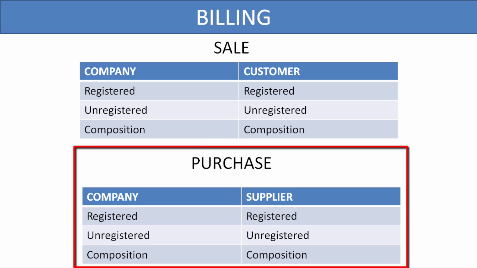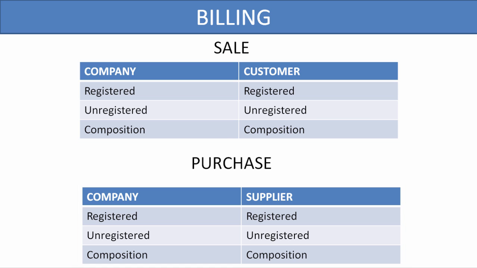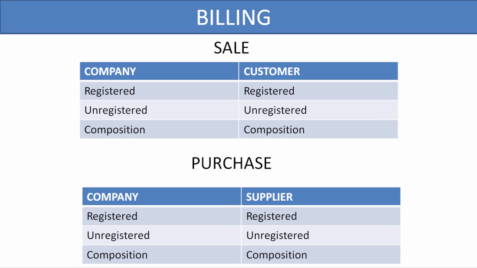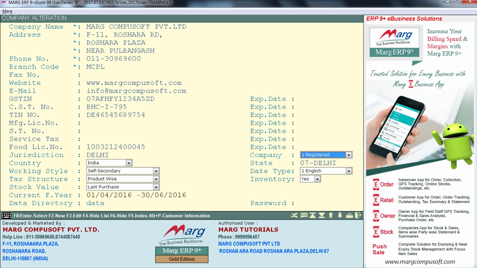Now let's see the purchase billing process. Purchase billing also depends upon your company type and your supplier's company type. Firstly, let's understand what will be the effect on purchase billing and purchase accounts posting if you are a registered company and you purchase goods from a registered supplier. If you are a registered company, then registered must be selected on the company details window.